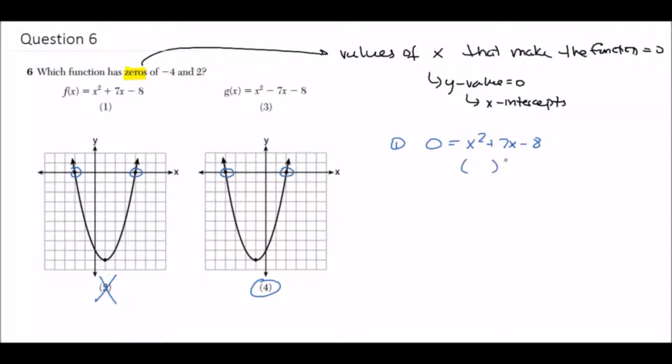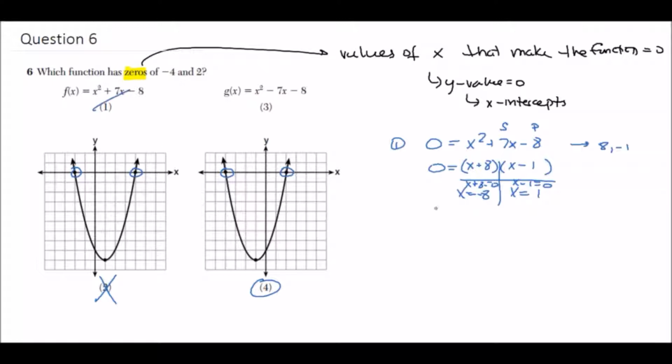So if we factor this using sum product, or add multiply, we're looking for two numbers that multiply to -8 and add to +7. Those would, in fact, be +8 and -1. So we get x plus 8 and x minus 1 is equal to 0. At this point, you should recognize that there's no way that we're going to get -4 and 2 here. This would provide an x of -8, and this would provide an x of 1, by setting each of these equal to 0 and then subtracting 8 here and adding 1 here. So that's definitely not going to be the correct answer.